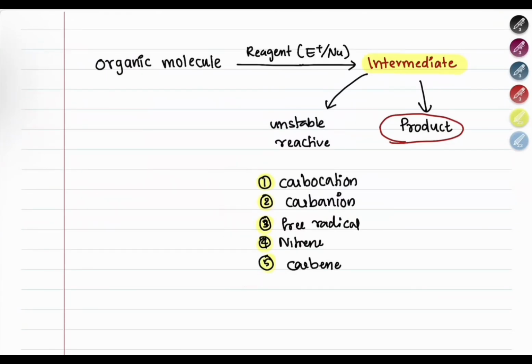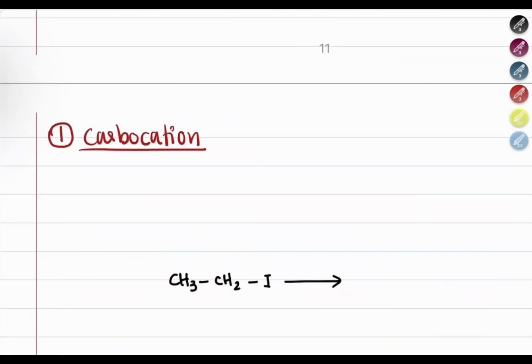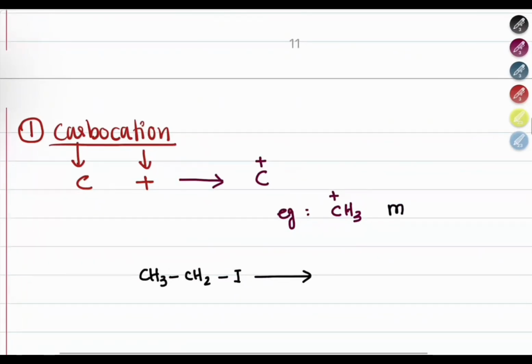So the first one is carbocation. In the name itself, carbo means carbon and cation means positive charge. This means that in the molecule, there will be a carbon with a positive charge, and this type of molecule is called a carbocation. An example for this type of molecule is CH3 plus, and this is called methyl carbocation.